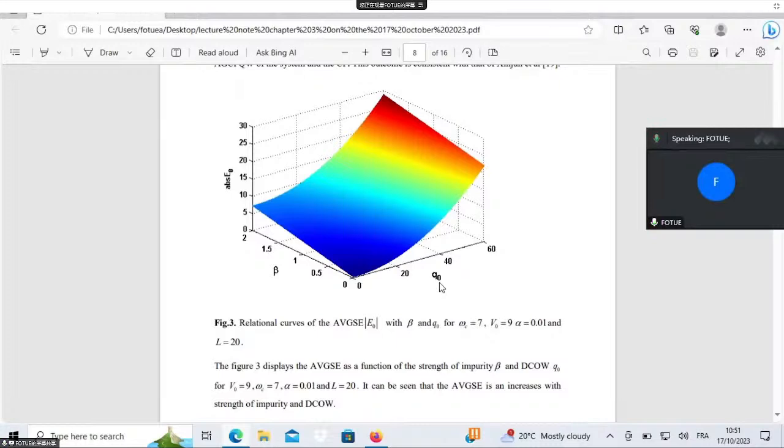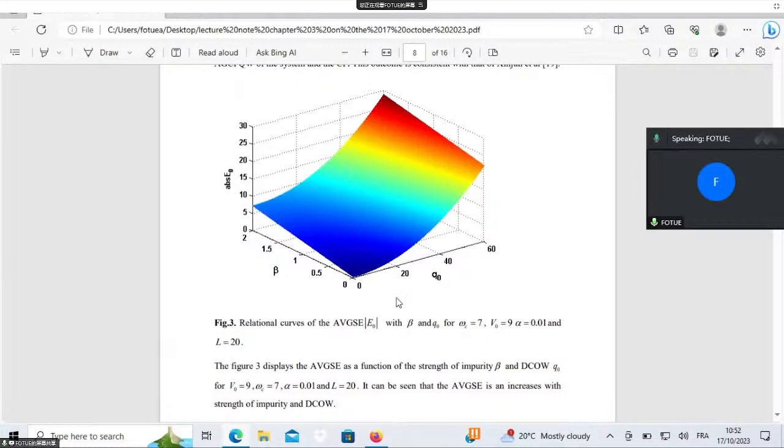Now, if we need to study the cumulative effect of the impurity and the cutoff wave number Q0, we can easily say that Q0 dominates the impurity. This increase is slow.